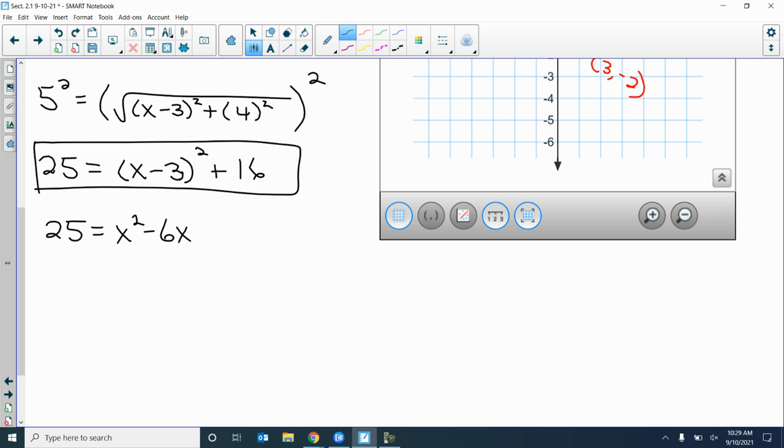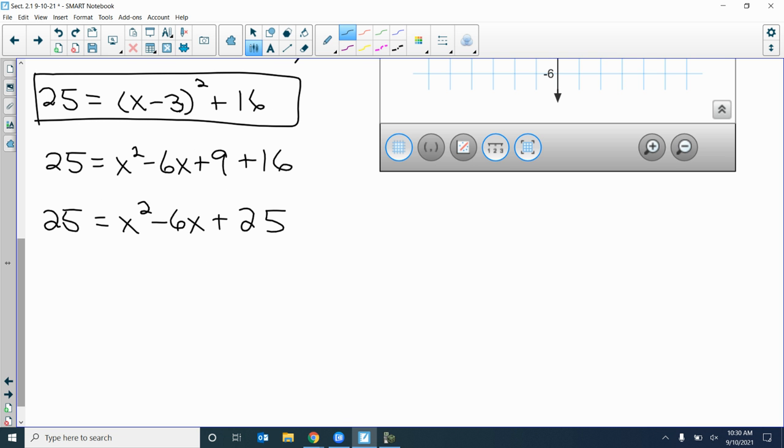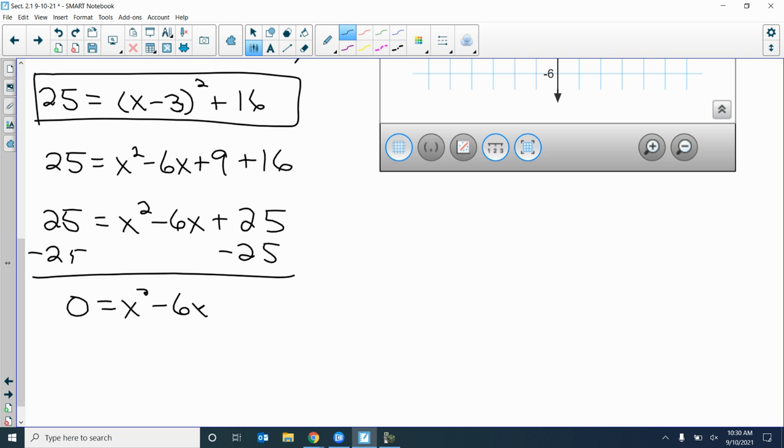Let me do this. Minus 6X plus 9 plus 16. And so I get 25 equals X squared minus 6X plus 25. All right, what are you thinking here at this point? Where we're at? I got an X squared. Is it going away? Nope. So I'm thinking set it equal to what? 0. So subtract 25. Now something happens here. You think it's a bad thing, but it's actually a good thing because 25 minus 25 is 0. I get 0 equals X squared minus 6X.